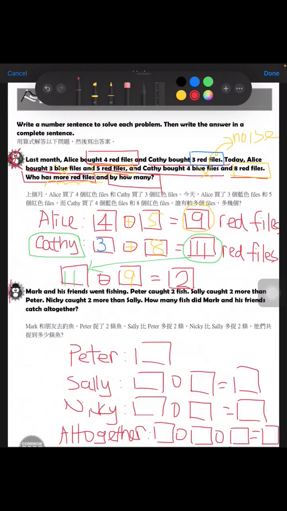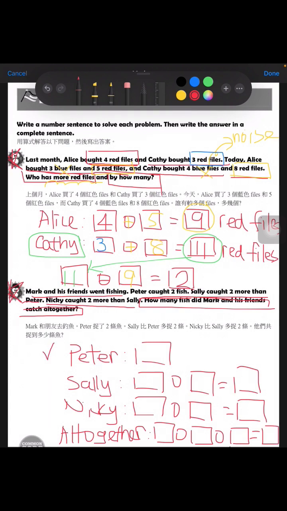Well done. So next, our question. Let's see. Mark and his friends went fishing. One of his friends, Peter, caught 2 fish. Another friend, Sally, caught 2 more than Peter. And another boy, Nicky, caught 2 more than Sally. So we are going to find how many fish did Mark and his friends catch all together.